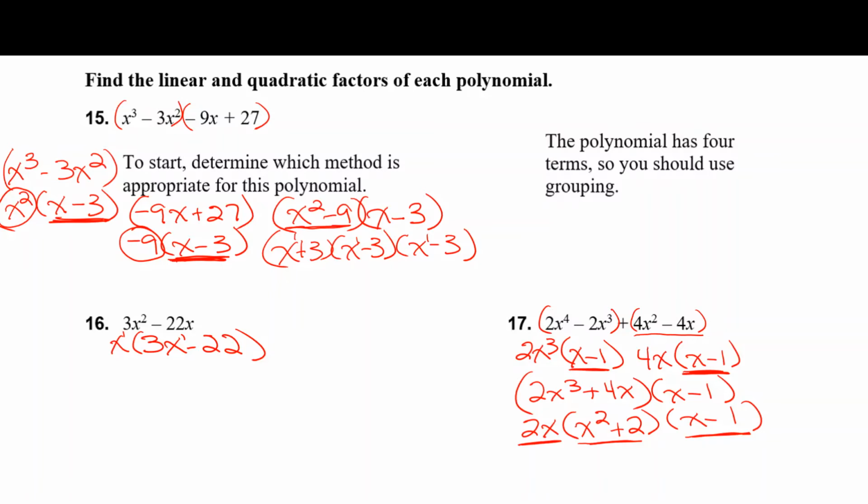So in this case, I have a linear factor, because this is x to the first power. This x is raised to the second power, so this is a quadratic factor. And this one, again, is linear because the exponent is x to the first power. So I have two linear and one quadratic. This is a linear right here, this is a linear, and this is a quadratic right here.